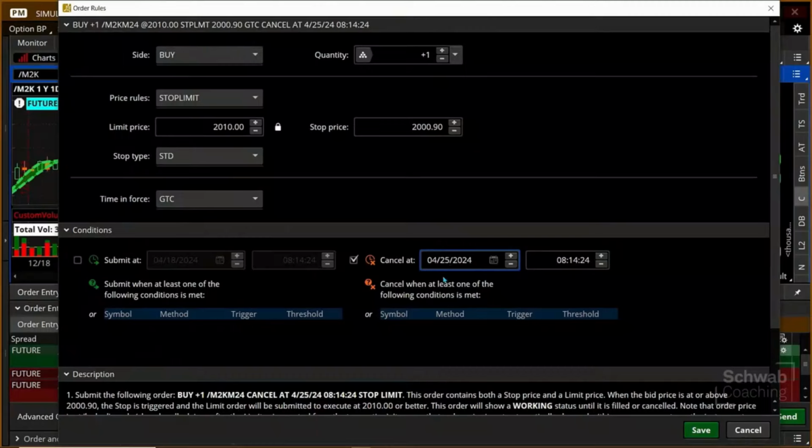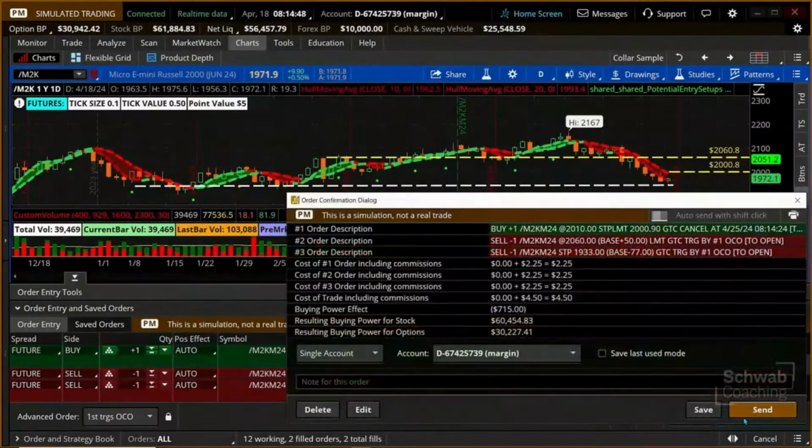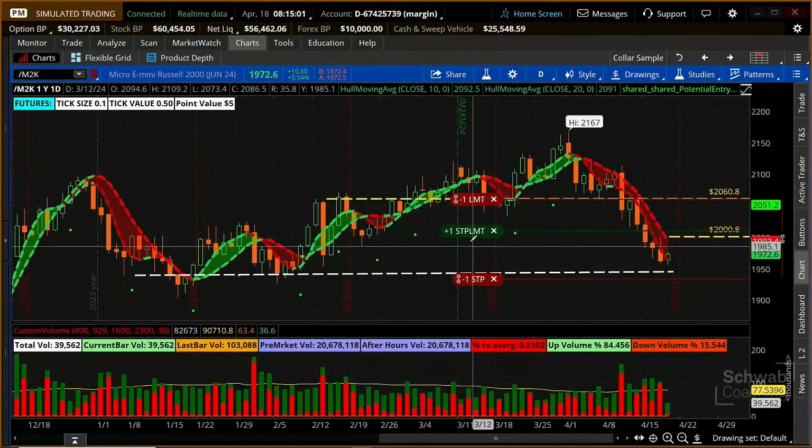So this is a time-based trade. You got 7 days. You might be different. We're going to say 7 days. And if it doesn't fill, cancel the order. We want to reevaluate, is it really something the investor might consider? Note the commission, note the buying power effect, and we're going to send the order. Done.